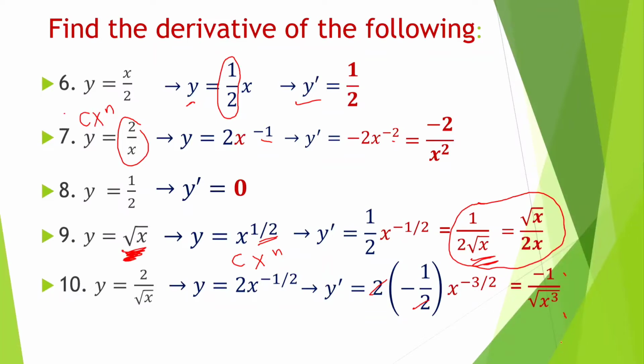Okay, again, i-rationalize natin by multiplying by square root of x over square root of x. So that becomes negative square root of x over x squared. So that will be our final derivative for this expression.